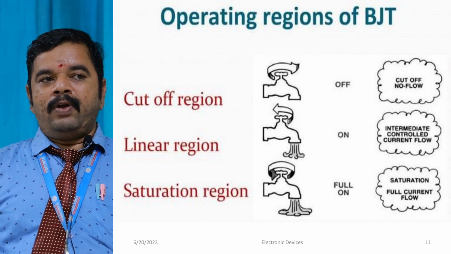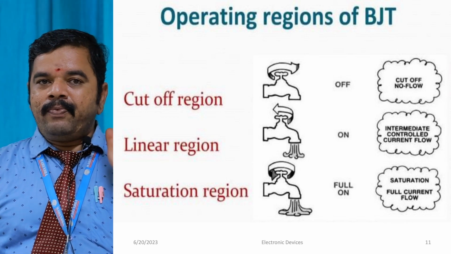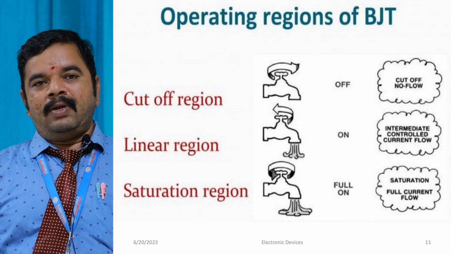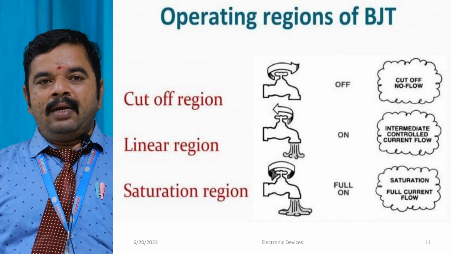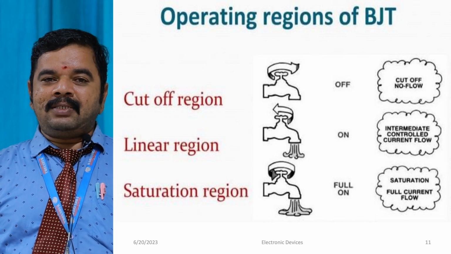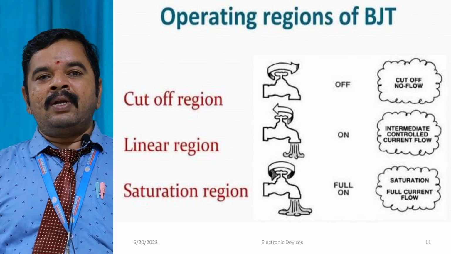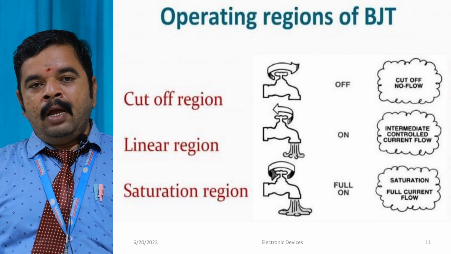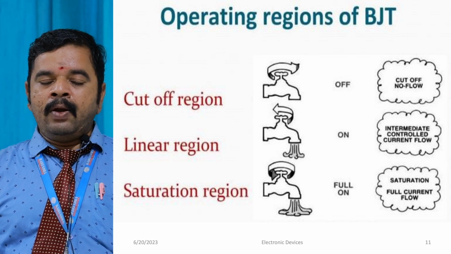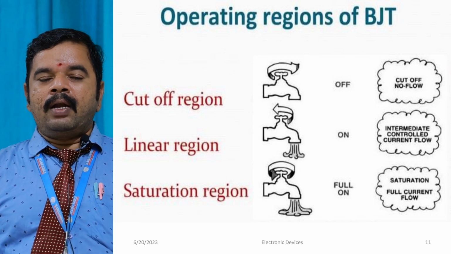So for the next one, according to the tap analogy, we know that cutoff means both are off, so no water will be coming from the outlet. The next one is linear. Under linear, the input is forward bias and the output is reverse bias, so a limited amount of water will be coming at the outlet. The third one is the saturation region. Saturation region means both the emitter-base and the collector-base are forward biased, so more current will be coming at the outlet. That is what we conclude over here.